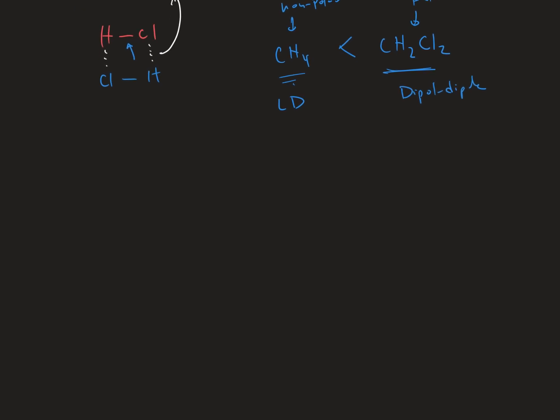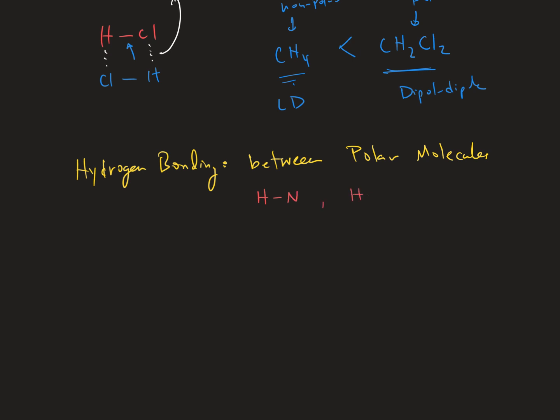Okay, the last type of van der Waals forces or intermolecular forces we're talking about is hydrogen bonding. And this is the strongest out of the three. These are also between polar molecules. So now here's where they're different. Specifically, we have a hydrogen-nitrogen bond, a hydrogen-oxygen bond, and a hydrogen-fluorine bond.